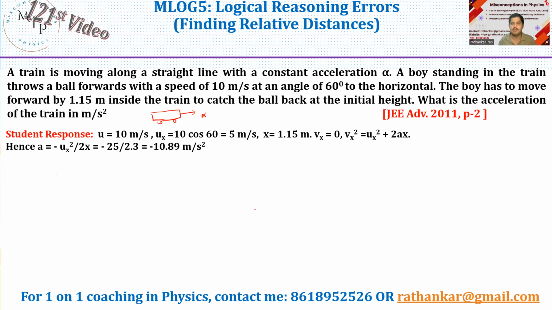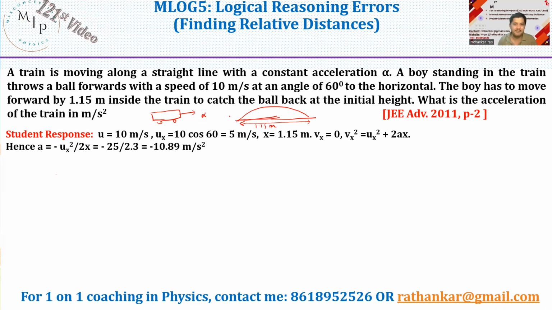Now, inside the train, there's a boy who throws a ball. As a result, what will happen? When you are standing here and throwing at an angle of 60 degrees to the horizontal, this is the 60 degree angle here. The ball will go like this and fall here. The boy has to move forward by 1.15 meters inside the train to catch the ball again at the initial height. So he has to move 1.15 meters. What is the acceleration of the train in meters per second squared? It seems to be a very simple question. What is so special?